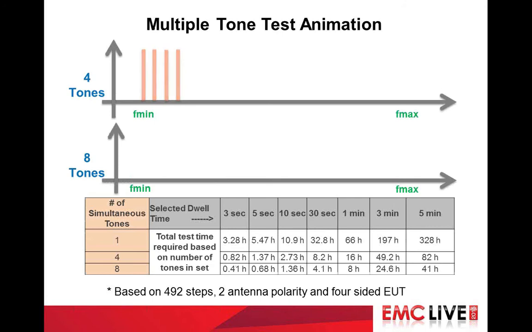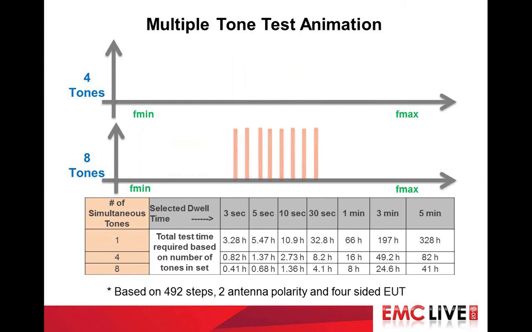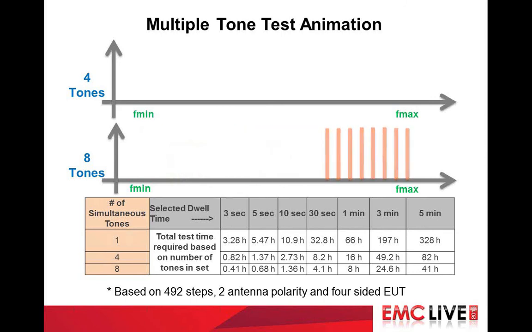If you increase the tones from 1 to 4 with a 10-second dwell, your test time will go from 10.9 hours to 2.7 hours. This is a savings of a little more than 8 hours. If you increase the number of tones from 1 to 8 tones during dwell time, the test will go from 10.9 hours to 1.3 hours. This is a savings of roughly 9.5 hours. Think about what you could do with that extra 8 or 9 hours. What benefits you could enjoy.